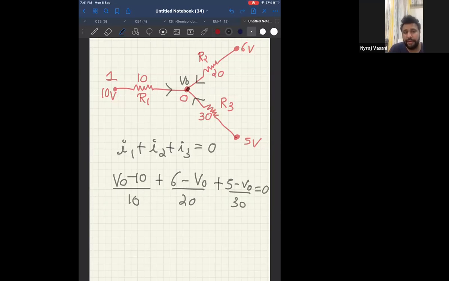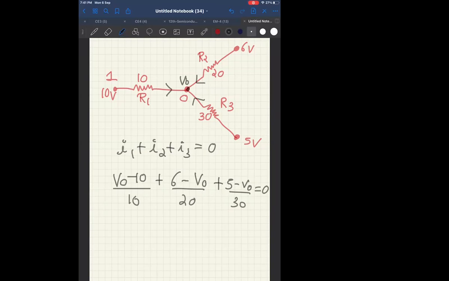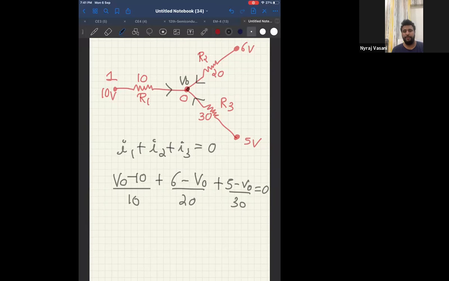Remember, we have done a similar kind of circuit. The logic remains the same, only the numbers change. Now, what is the easiest way to solve? The easiest way to solve is by taking the LCM or by putting something on the other side. Tell me, which way do you want to go?